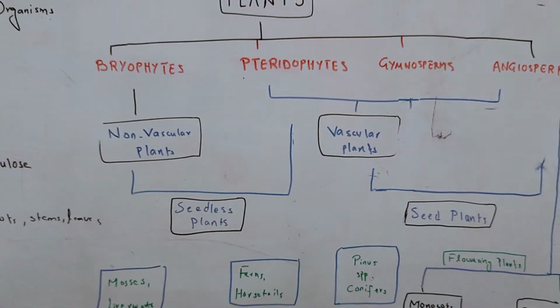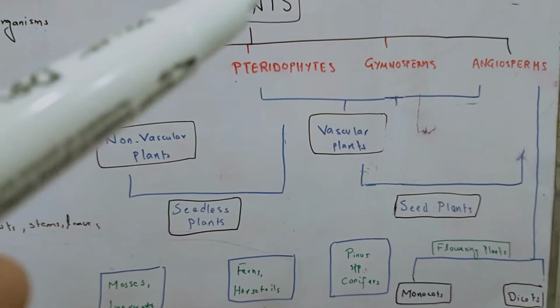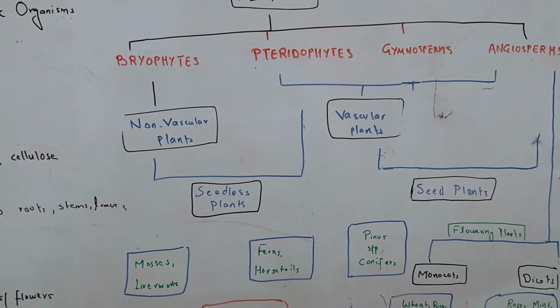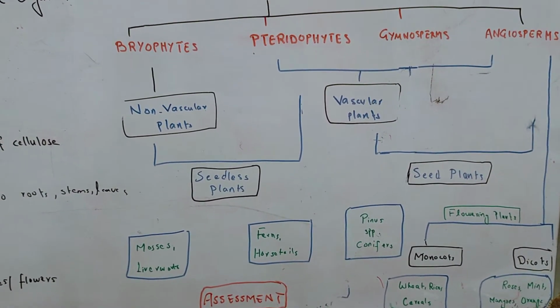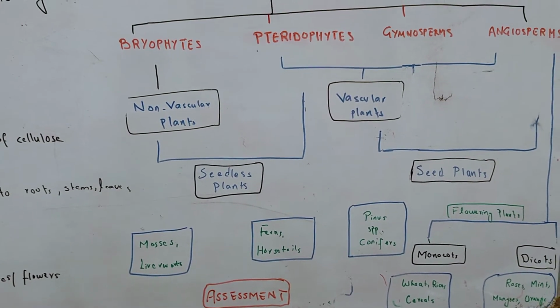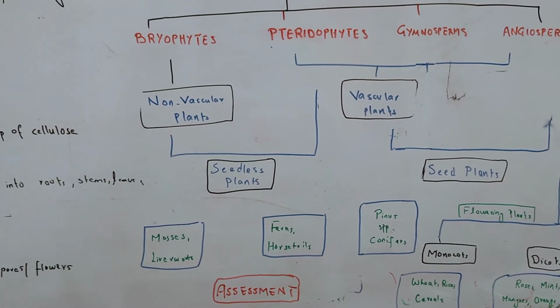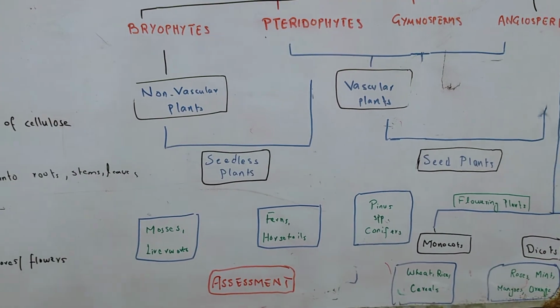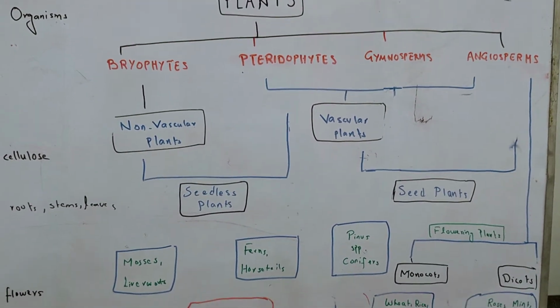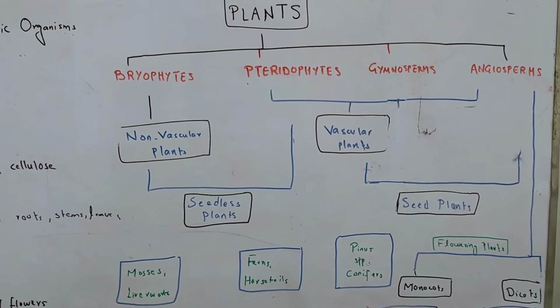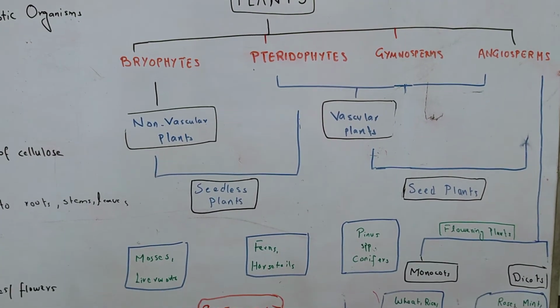The other three groups of plants are vascular plants, which are pteridophytes, gymnosperms, and angiosperms. Now, pteridophytes are vascular plants, but they are seedless plants just like bryophytes. So, in these plants, reproduction takes place through spores because they are not able to produce seeds.